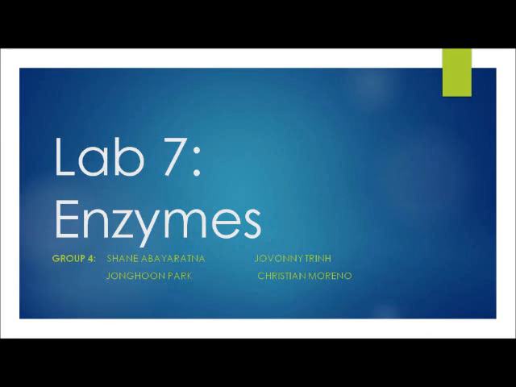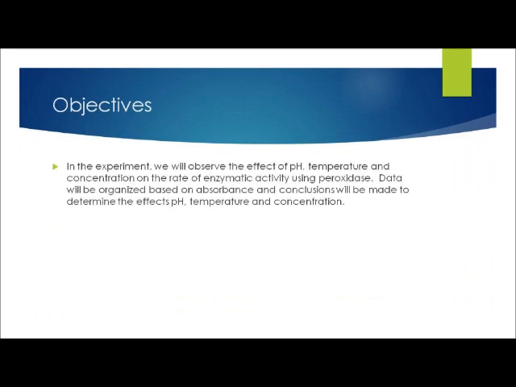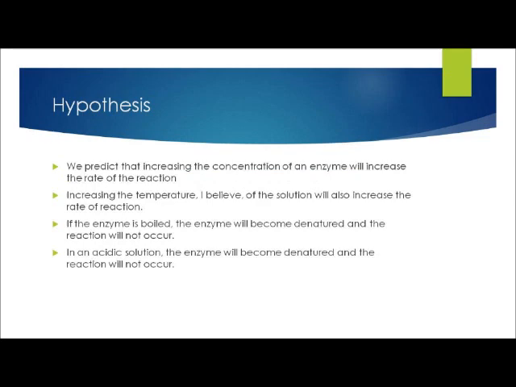It's on enzymes, which is lab number 7, and we are group number 4. In the experiment, we'll observe the effect of pH, temperature, and concentration on the rate of enzymatic activity using peroxidase. Data will be organized based on observance, and conclusions will be made to determine the effect of pH, temperature, and concentration.